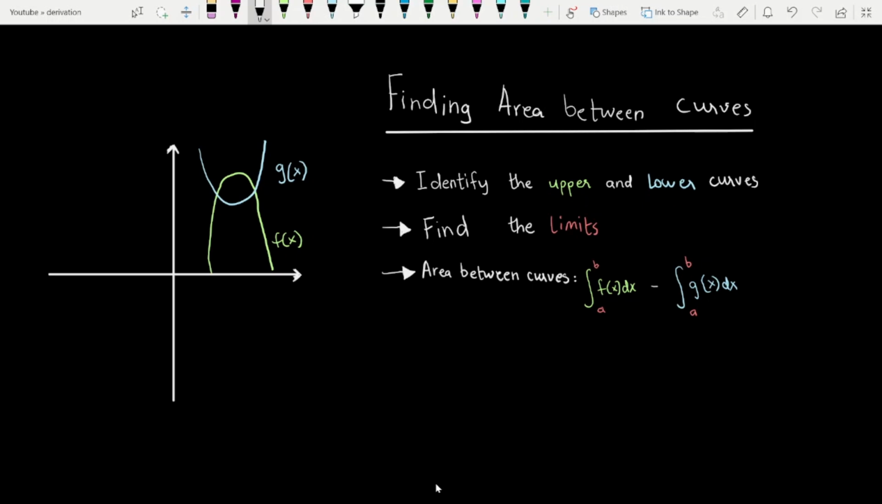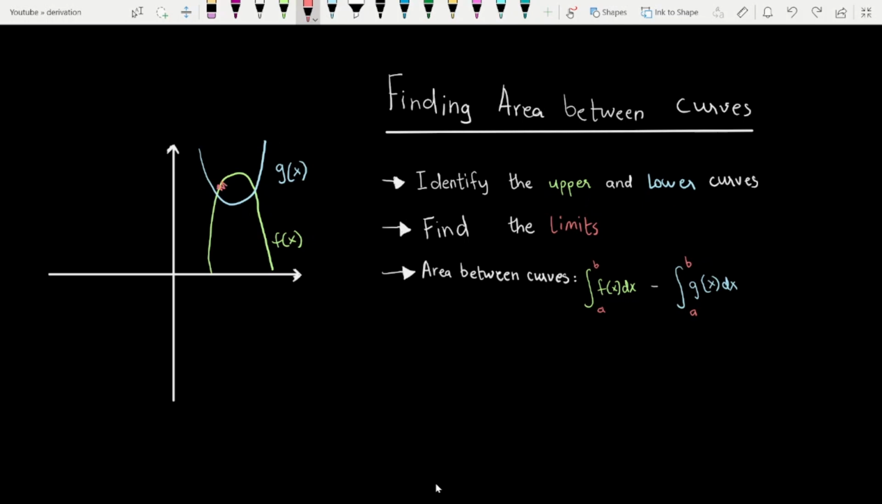We've already found out how to find the area between a curve and the x-axis, but sometimes you're going to be asked to find the trapped area between two curves. Like in this case, you could be asked to find the trapped area between g of x and f of x. In that case, all you have to do is understand that there's going to be an upper curve and there's going to be a lower curve.